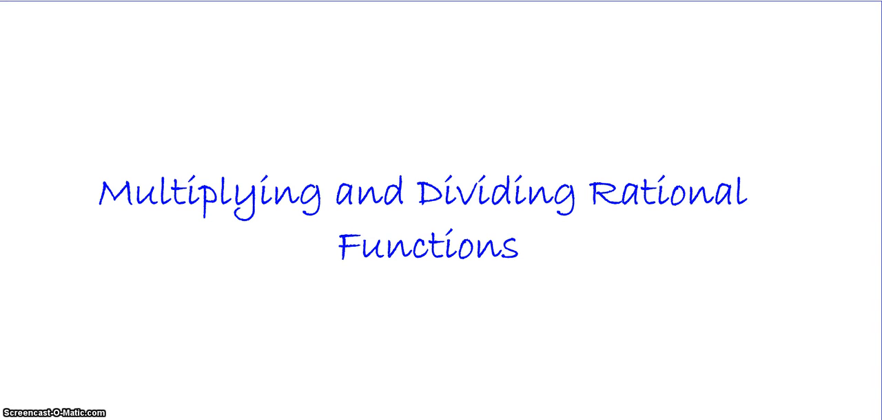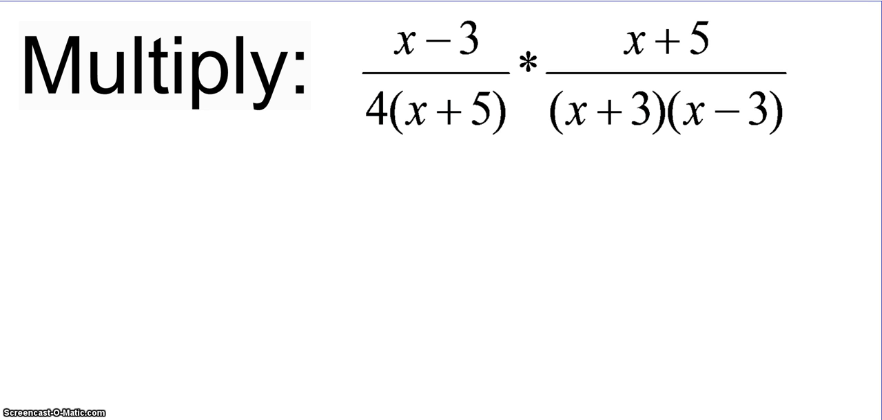We are here for another session of Algebra 2 Help. Today we're going to talk about multiplying and dividing rational functions. Let's get started. First thing, we're going to multiply. With multiplication and division, the only thing you need to worry about is canceling off common factors.